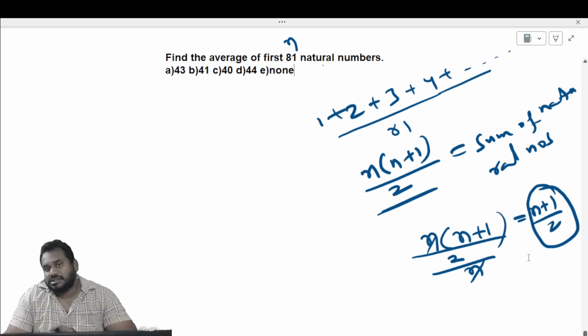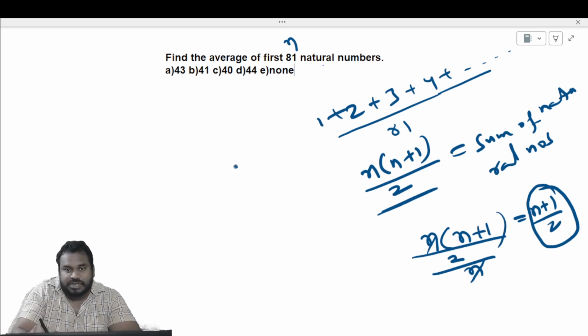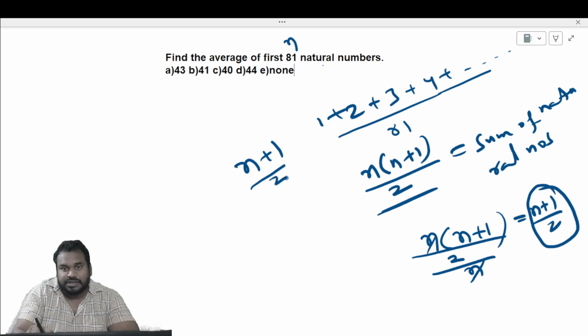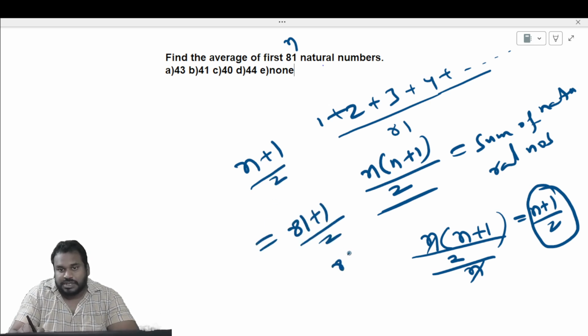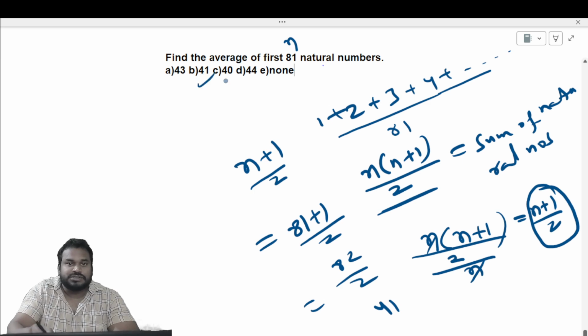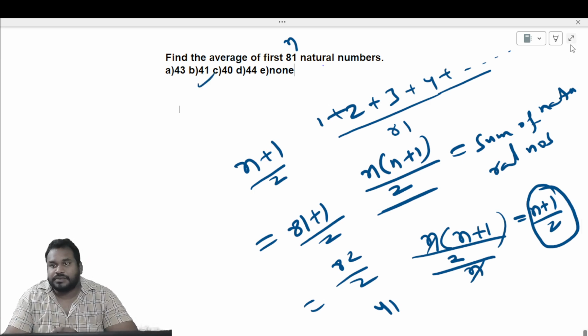I told this in the previous classes. So the direct formula is n plus 1 by 2. Here n is 81, so 81 plus 1 divided by 2. 82 by 2 is nothing but 41. So 41 is option B.